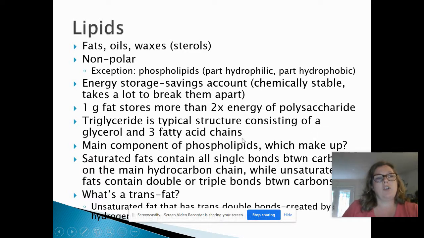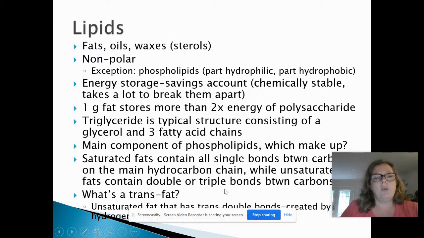The typical structure you're going to see, the one that you need to know, is actually not a true polymer, because you don't have these tiny little molecules arranged in a row like you would see in your typical polymer. A triglyceride is an E-shaped molecule that contains a backbone of glycerol with 3 fatty acids coming off of it, and I have a picture of that coming up. This is the main component of phospholipids. Recall that phospholipids make up the cell membrane.